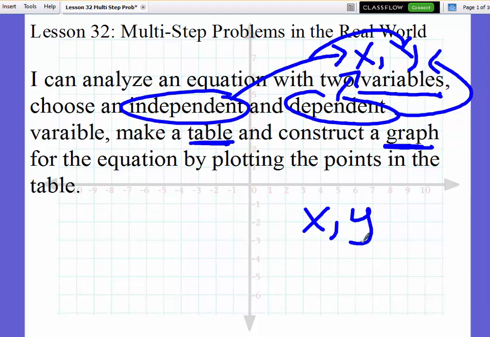Remember when we use a coordinate grid, we're using graph paper. So when we plot, we have an X coordinate and we have that Y coordinate.